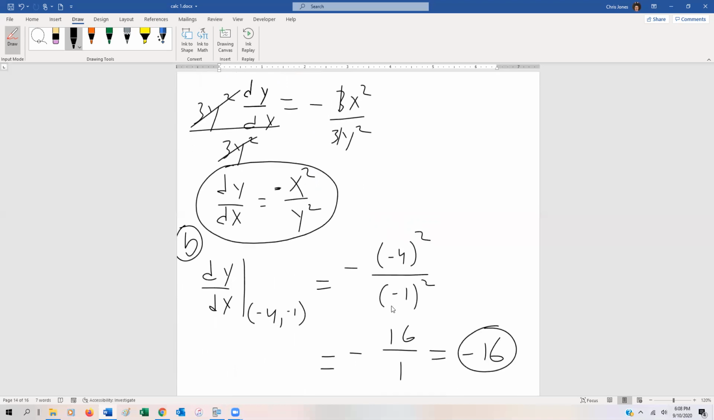Now, make sure before you go on to the next video that you feel comfortable with this concept, because then we're going to start throwing in some of those other rules like product rule, chain rule, and quotient rule to be able to find these implicit derivatives.